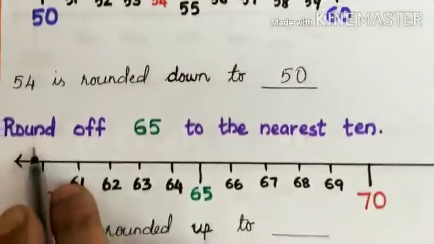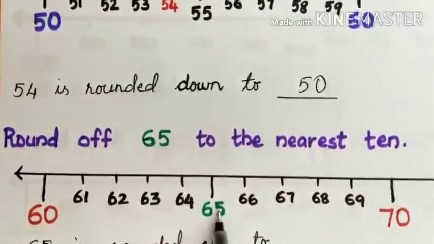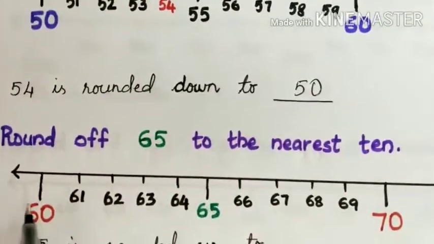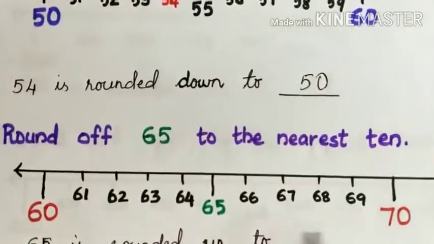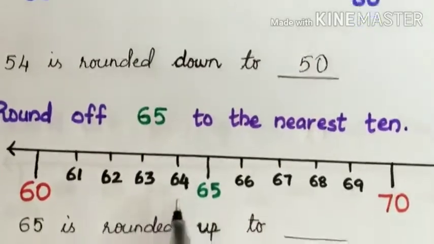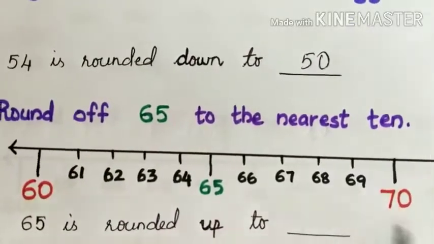Next, round off 65 to the nearest 10. Where is 65? 65 is halfway between 60 and 70. In such cases, we have to round it up. 65 is rounded up to 70.